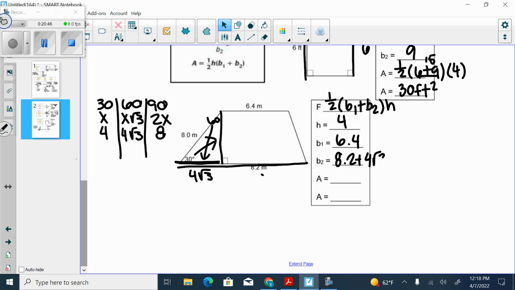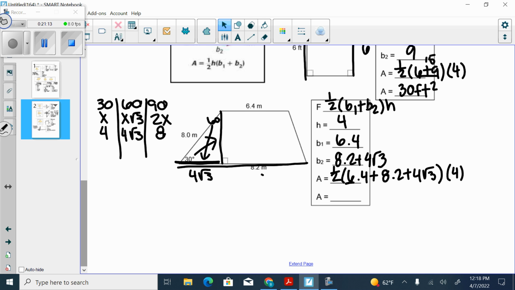And then, yes, we would plug them into the area formula. So we would end up with 1/2 times base 1, which was 6.4, plus base 2, which is 8.2, plus 4 square root of 3, times the height, which we said was 4. Okay, so again, got to use that order of operations, PEMDAS. So we're working inside the parentheses first. Anything we can combine?